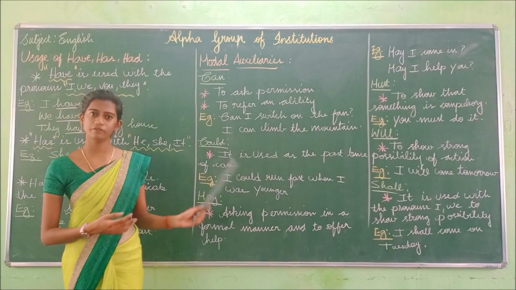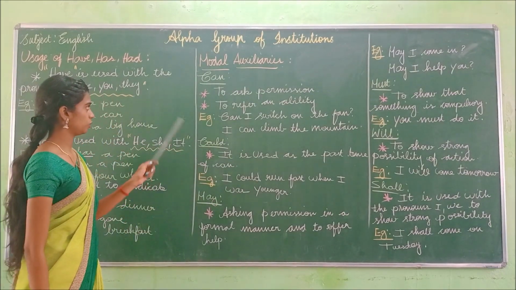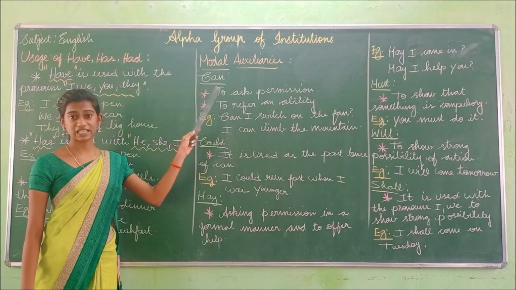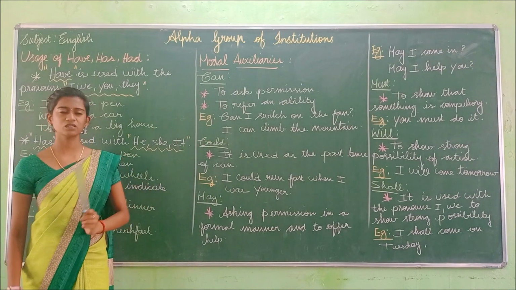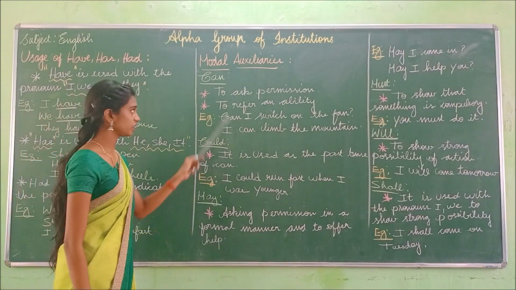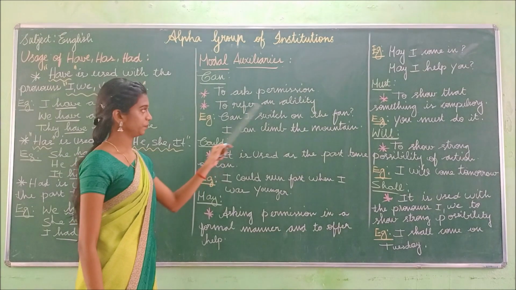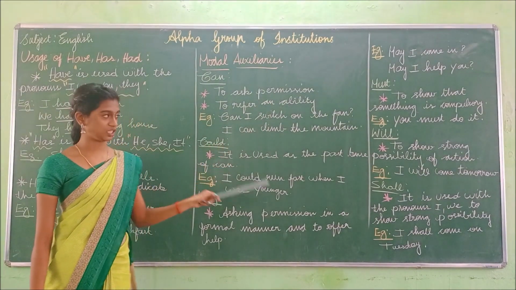I have given only a few. So let us see them one by one. The first modal auxiliary we are going to see is can. Where to use can? To ask permission, and to refer to an ability.